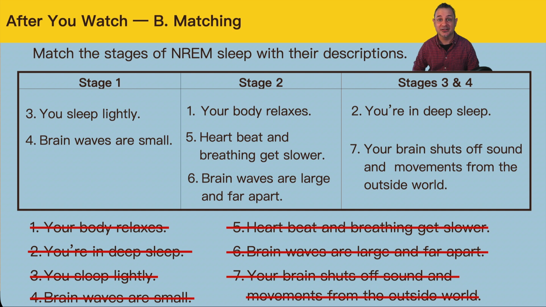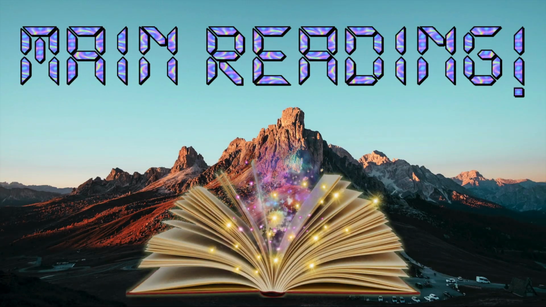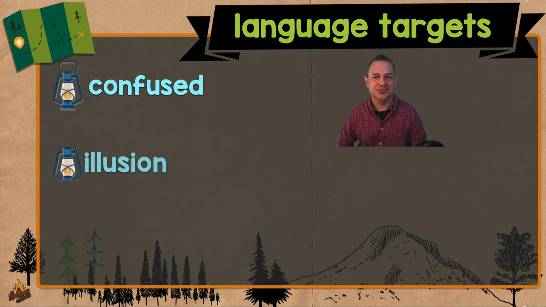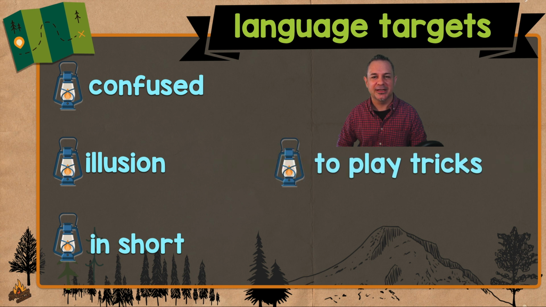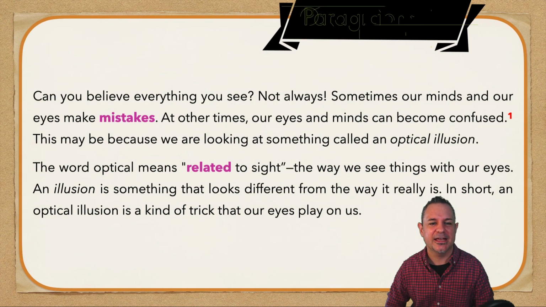Pretty interesting, huh? Time for today's reading, Seeing the Impossible. Here are today's language targets. Confused, illusion, in short, to play tricks, and to trust your eyes or your senses. Let's check out paragraphs 1 and 2.